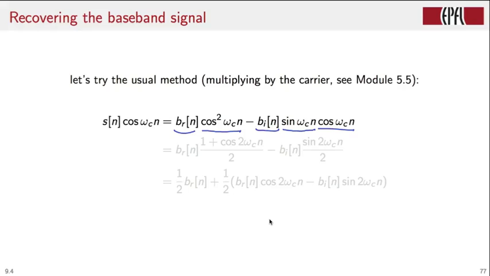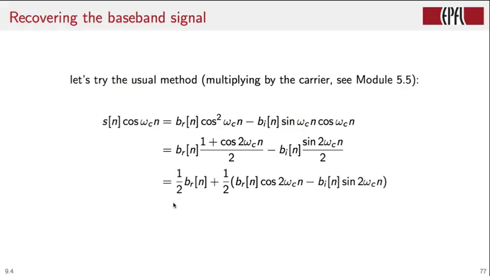minus Bi, the imaginary part of the baseband signal, multiplied by sine of omega c n times cosine of omega c n. Now we use some really basic trigonometry to express these functions as functions of 2 times omega c n, so cosine square of omega c n becomes 1 plus cosine of 2 omega c n over 2, and sine of omega c n cosine of omega c n becomes sine of 2 omega c n over 2. And if we rearrange the terms of this equation, we obtain 1/2 times the real part of the baseband signal plus 1/2 of a term that only contains carriers at twice omega c n, which is really similar to the situation we had in the simple cosine modulation and demodulation for a real signal.